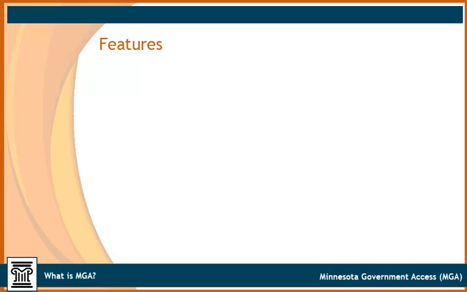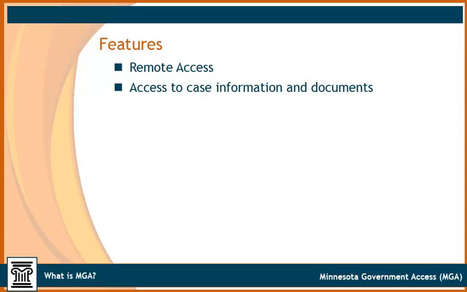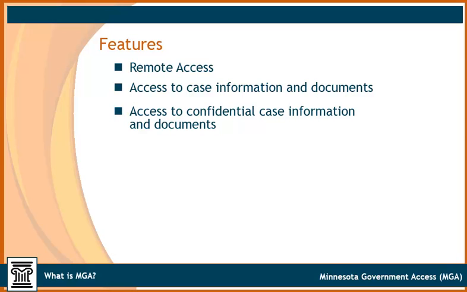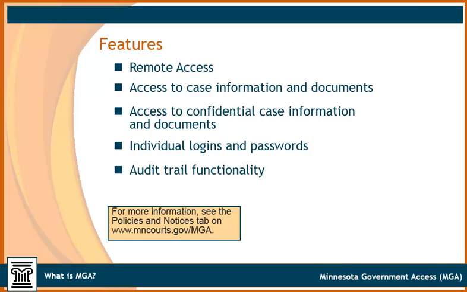Let's take a look at some of the features of MGA. MGA is a remote access application. You can access MGA from your office, the courtroom, or your home, wherever you need to do your government work. MGA provides access to both court case information and court documents. MGA also provides access to confidential case information and confidential documents for appropriate government subscribers. MGA is accessed through individual login accounts and passwords. MGA also includes audit trail functionality.